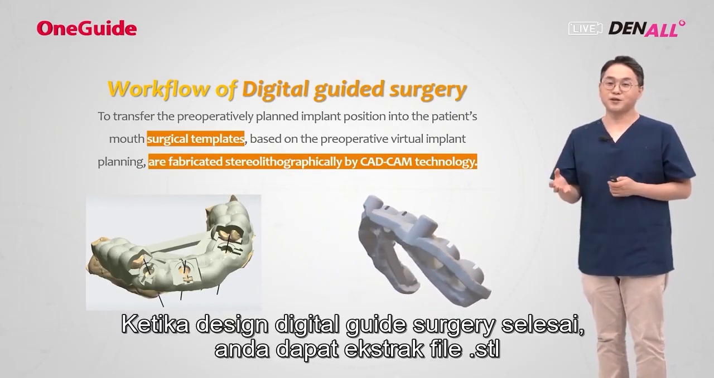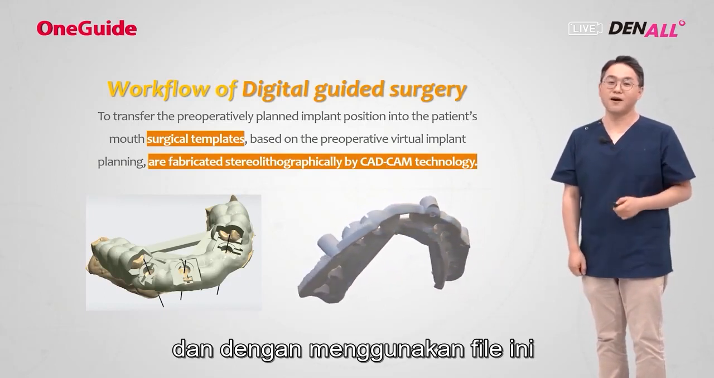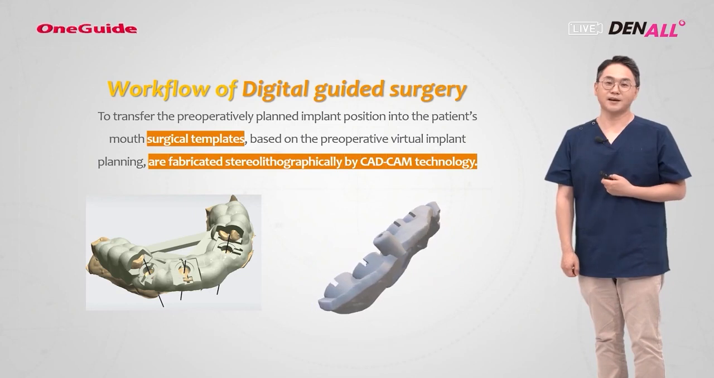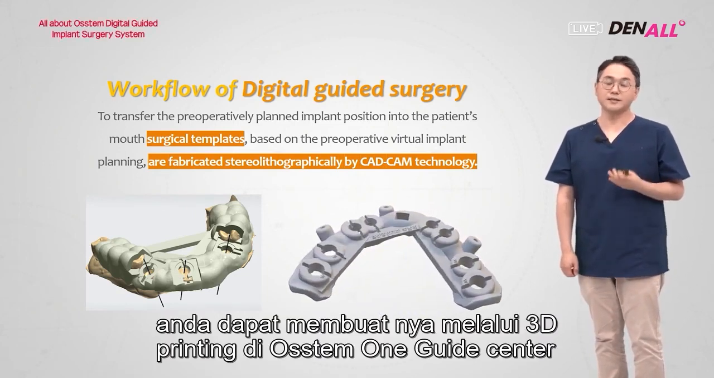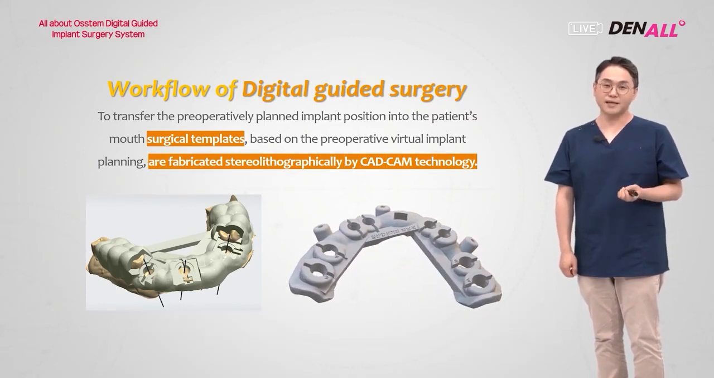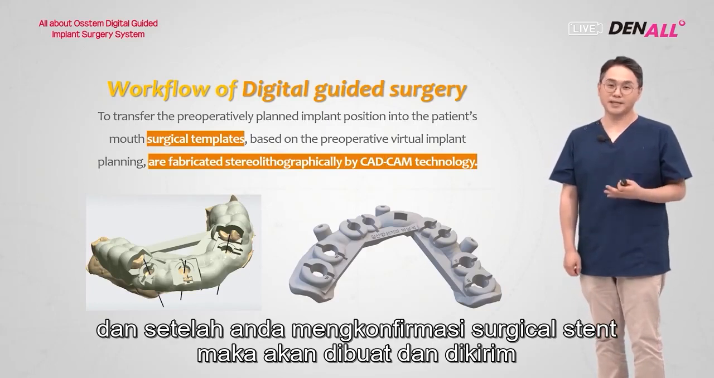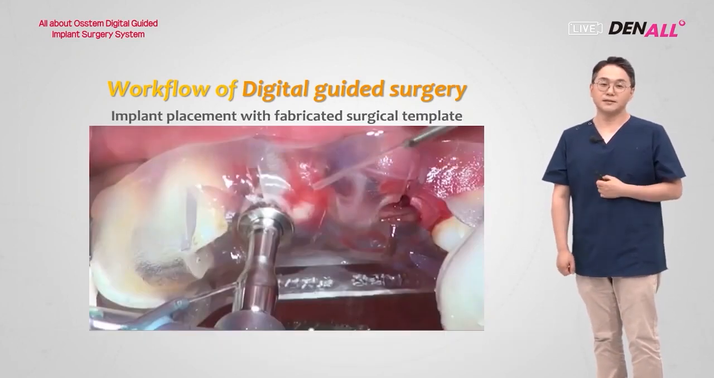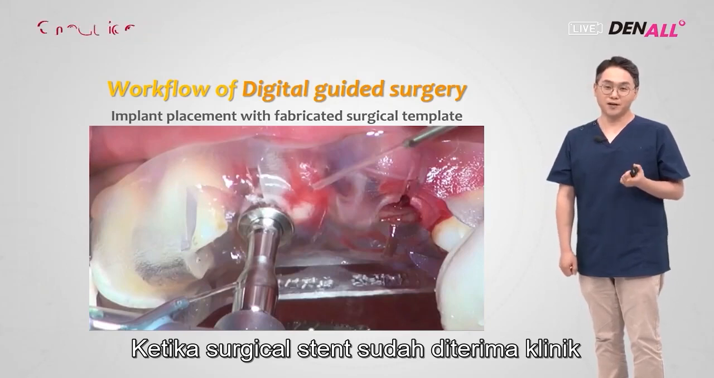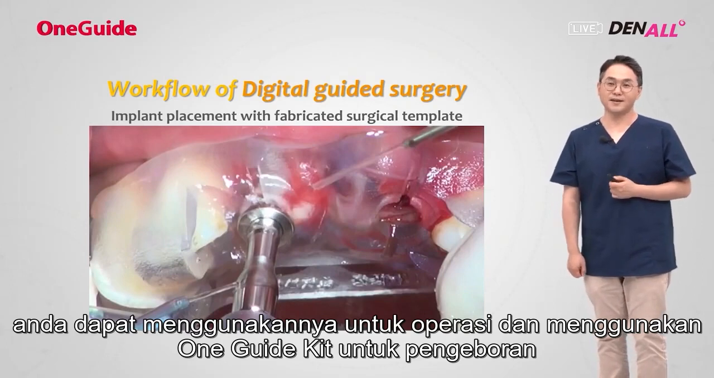Once the surgical stent design is complete, you can extract an STL file, and using this by 3D printing, you can fabricate it. At Osstem's OneGuide Center, planning for guided implant placement is done, and once you confirm it, the surgical stent is designed, fabricated, and delivered. Once the fabricated surgical stent is delivered to the clinic, you can position it during surgery, and using the OneGuide kit, you can do the drill.